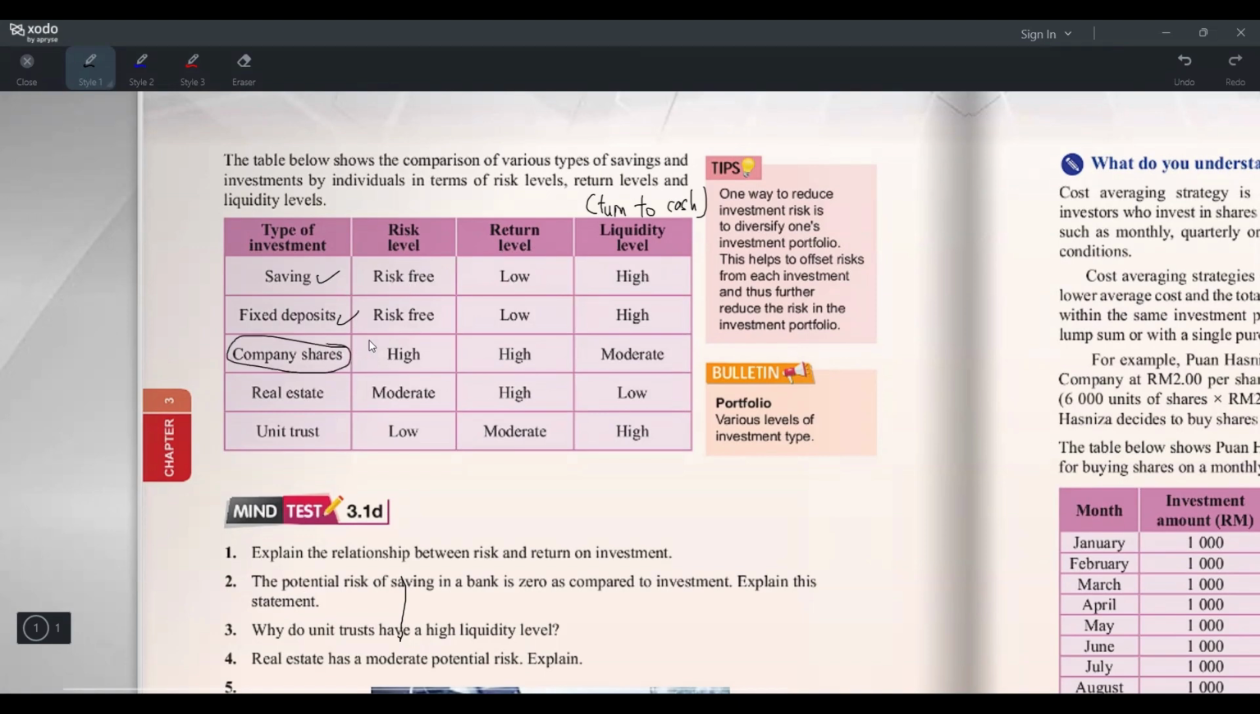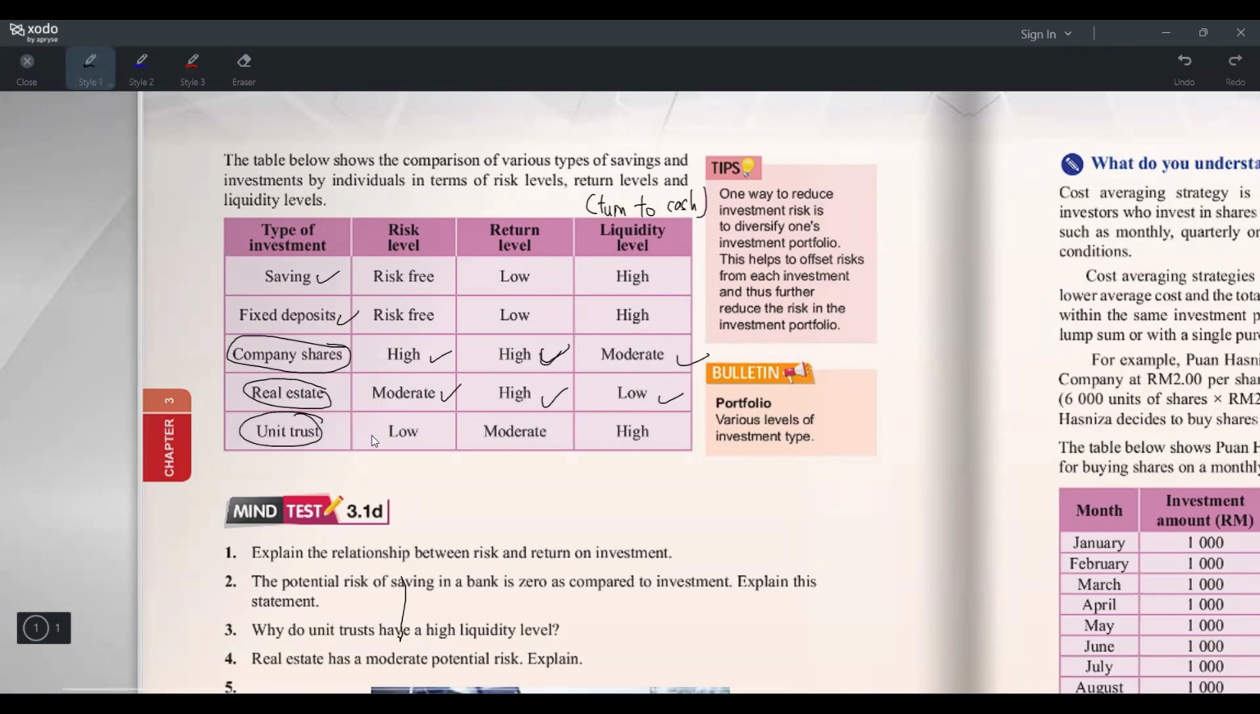But for company shares, the risk level is very high. But the return is high also, and the liquidity level is moderate. Then what about real estate? Real estate, the risk level is moderate, but the return level is high, and the liquidity level is low. Liquidity means the ability to turn into cash. If you buy real estate, the ability to turn it into cash is a bit difficult. That's why I can say it has a low liquidity level.